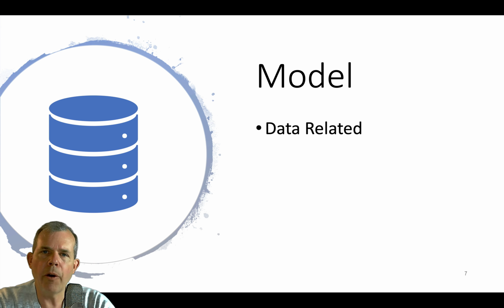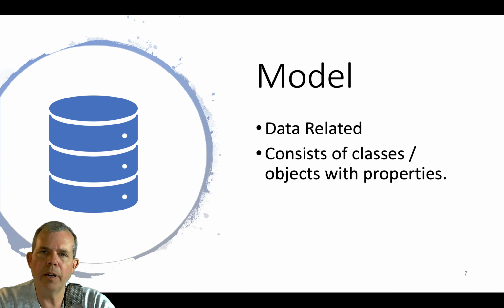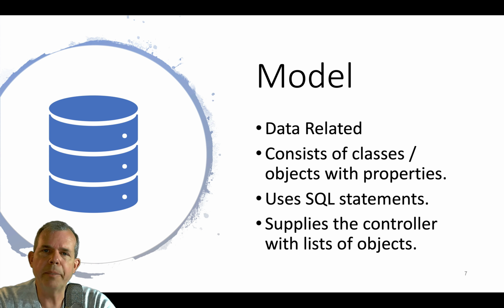A model is always data related. It consists of classes or objects with properties. The model will usually be supplied by the controller and sent to the view with a list of objects. And so let's see what that looks like in code.